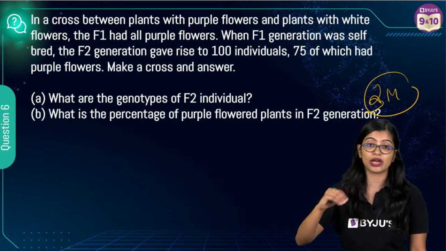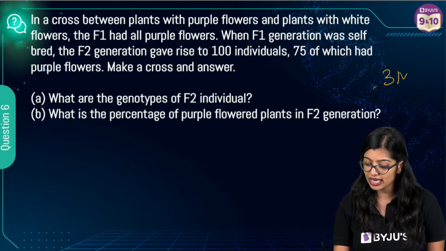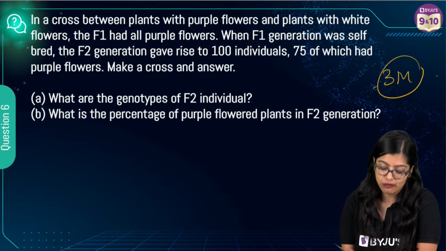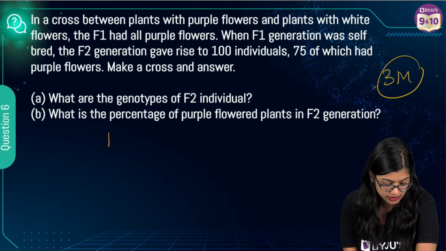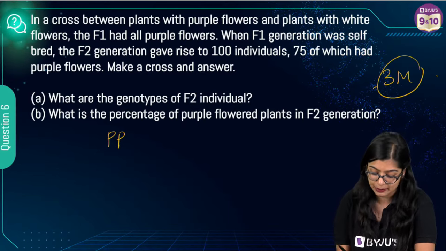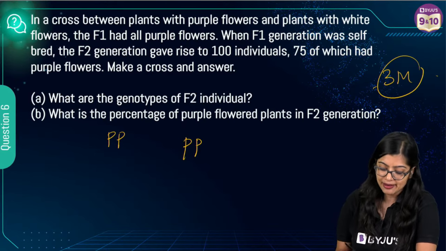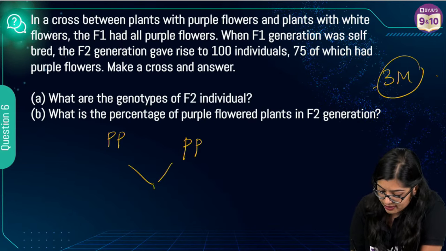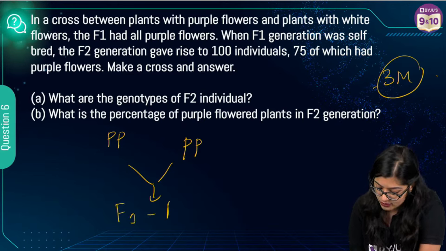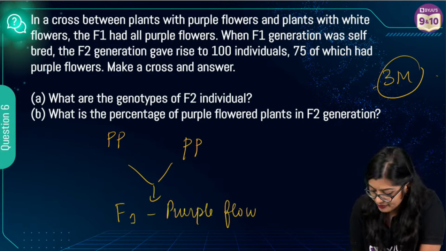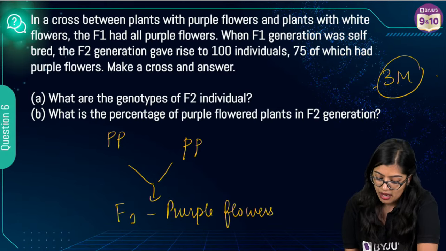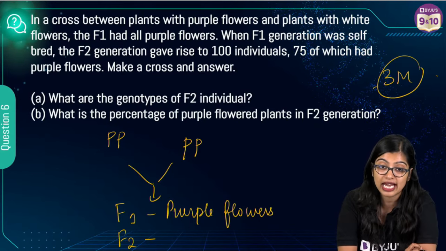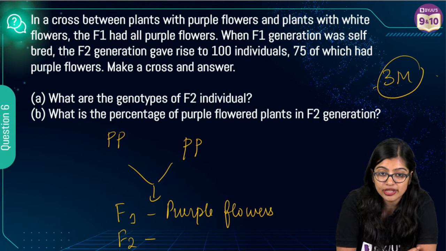Now this is going to be very, very important. 3-mark question. Everybody focus. You have purple flowers, and they're saying that there are purple and white flowers. So let's assume that purple flowers are capital P, white flowers are small p, okay? Now, F1 had all purple flowers, right? Next, what they're asking is, what is the genotype of F2? Can you tell me the genotypes?